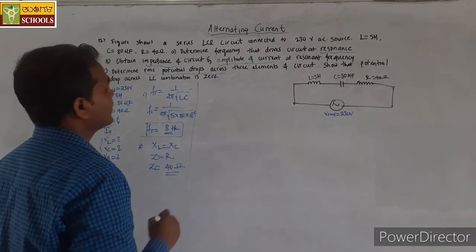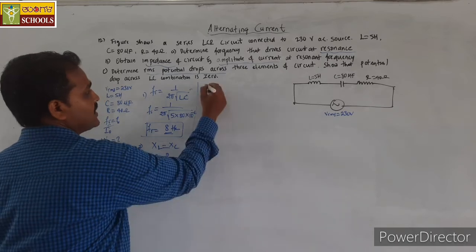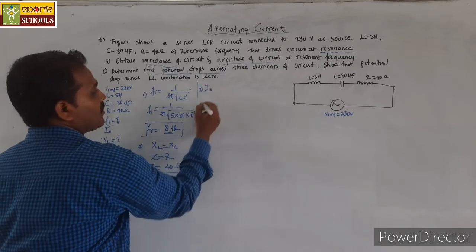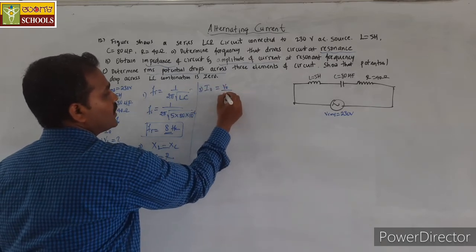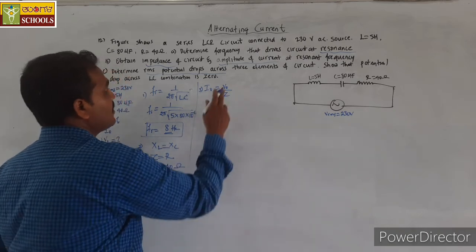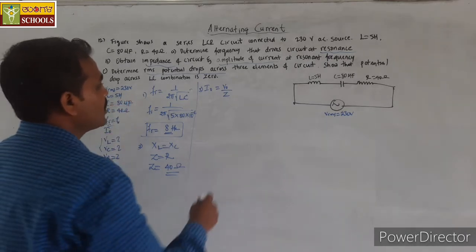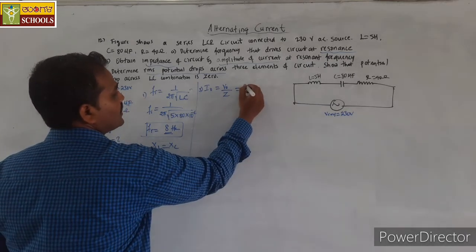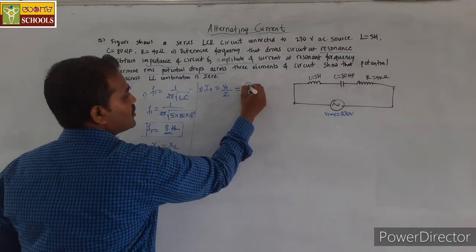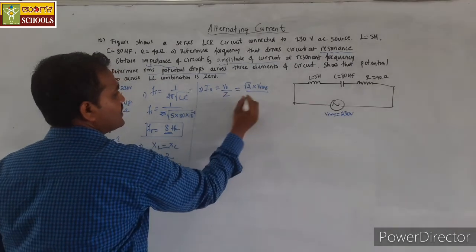Then we have to find out the amplitude of the current at the resonant frequency, that is nothing but I naught. I naught is equal to V naught divided by Z. But whatever value they have given, 230 volt, that is the RMS value of the voltage. So to get V naught, I write it as square root of 2 into V RMS divided by Z.